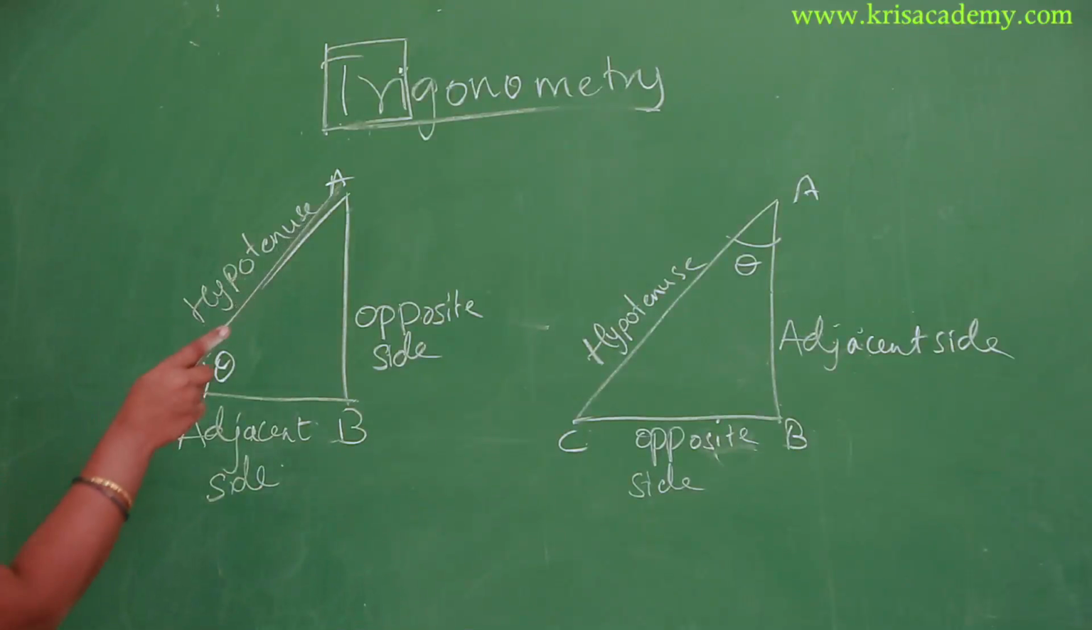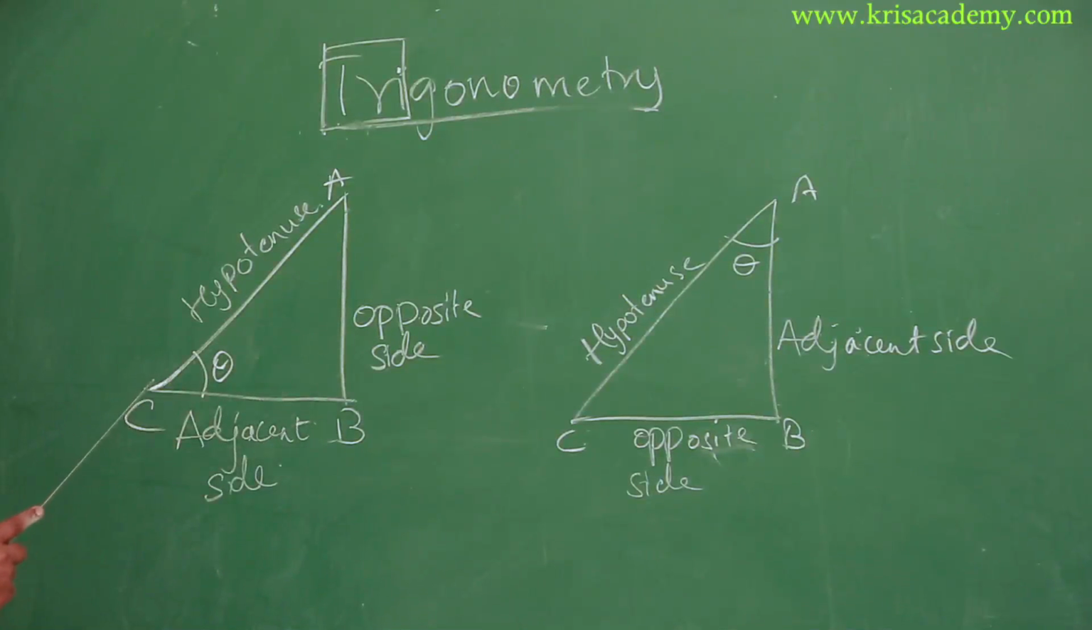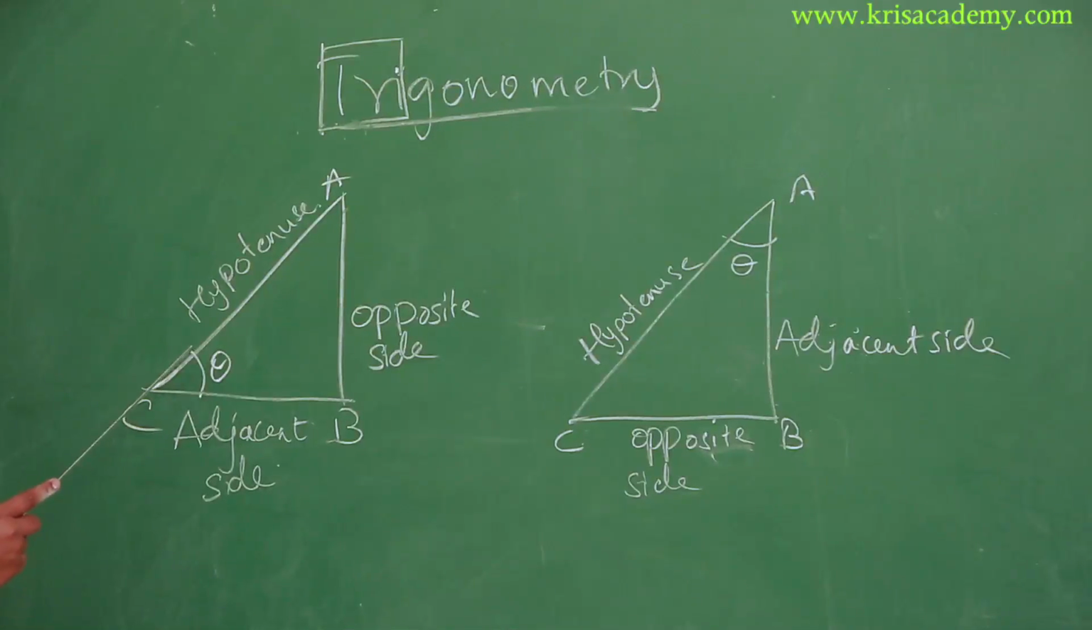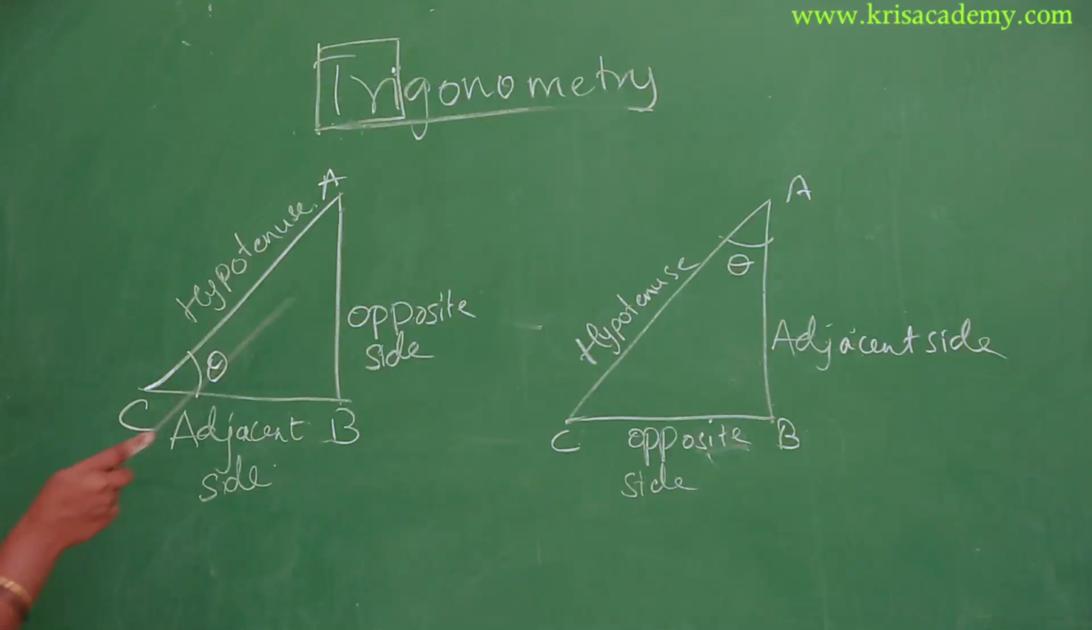Once again, listen: AB is the height of a building. A person is standing at the point C. He needs to raise his head. How much angle he raises the head is theta. Theta opposite is the opposite side. Theta adjacent is the adjacent side. And 90 degrees opposite is known as the hypotenuse.